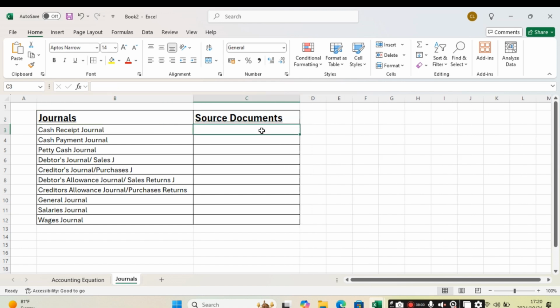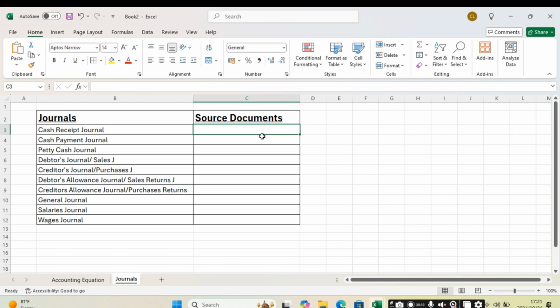that affect this particular journal. So we'll start with our CRJ. CRJ, we all know what a CRJ is. CRJ is our cash receipt journal. So meaning money coming in, all the receipts that we'll be making during the course of the financial period will affect our CRJ.